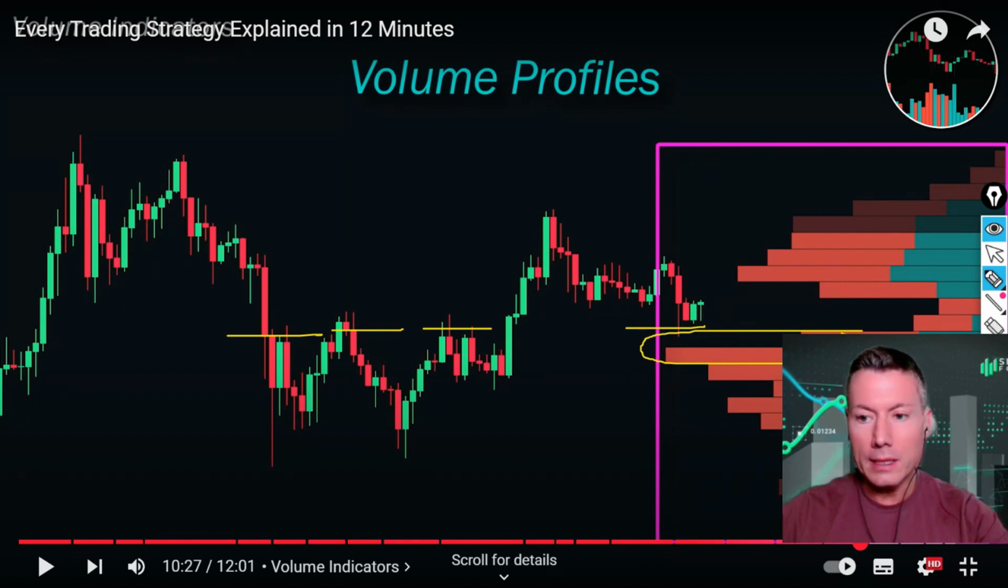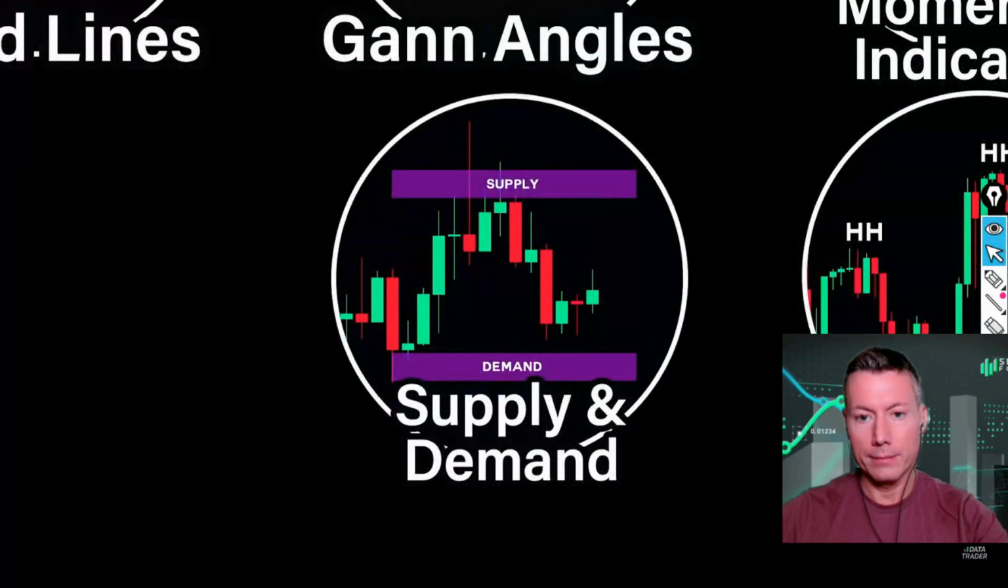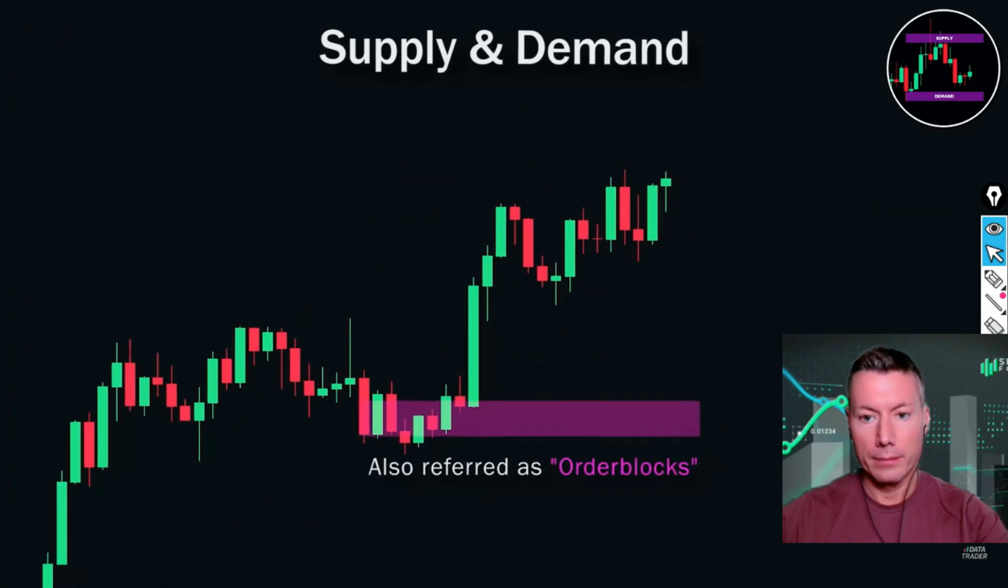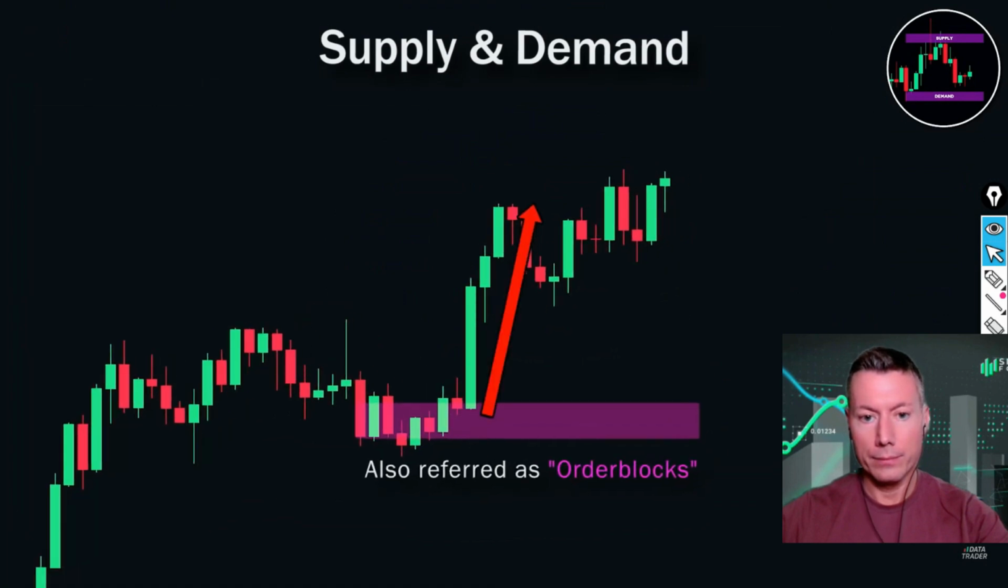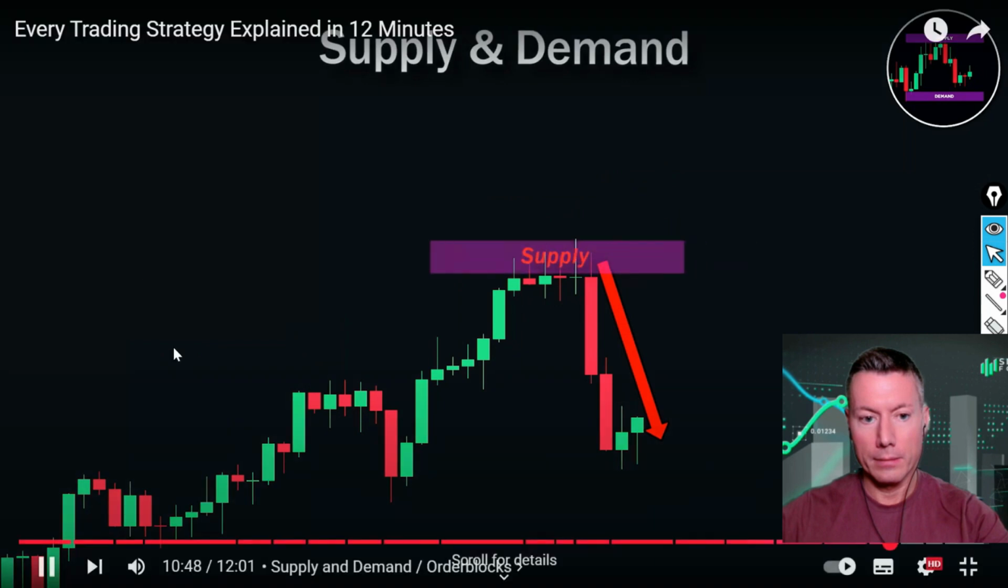I can see the levels where price reacts on the chart, right? It's reacted here. Right, it's reacted here, right? It could in future react here. I don't need volume profiles to tell me that. Supply and demand. Also referred to as order blocks, these are zones where significant price movements have occurred. If price moves significantly upwards from a level, it is considered a demand zone. And if price moves significantly downwards from a level, it is considered a supply zone.